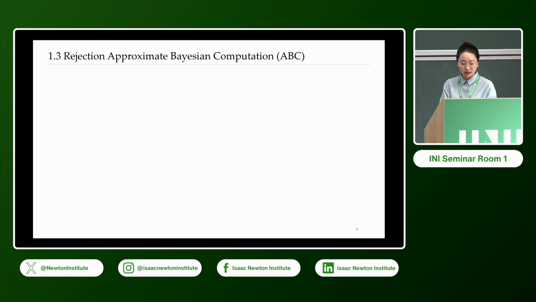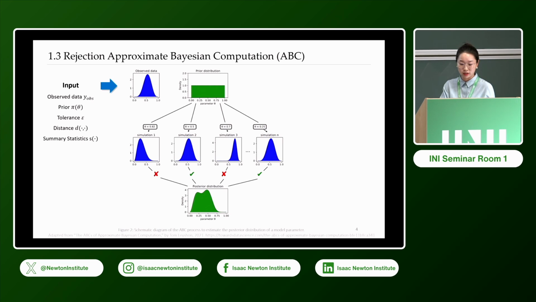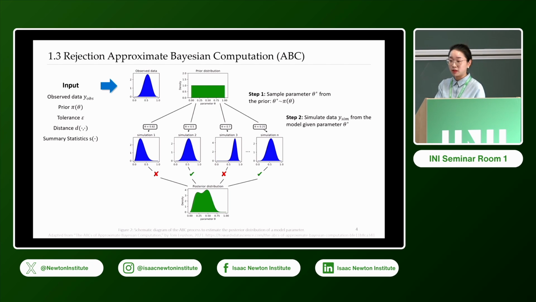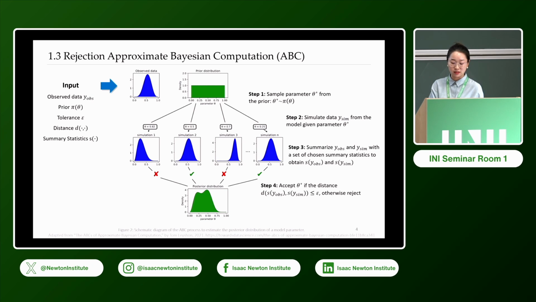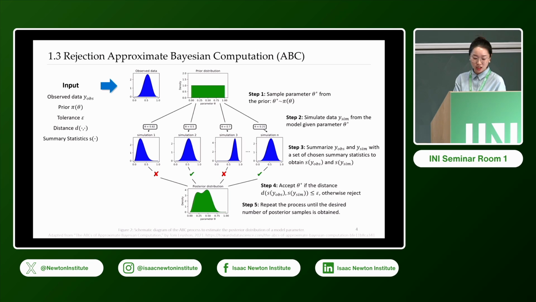For the standard rejection ABC method, if we want to implement it, we need to specify a few inputs, including the observed data, the prior distribution, and our selection of tolerance, distance, and summary statistics. These elements are then integrated into our ABC workflow. First, we sample the parameters from the prior distribution. We simulate the data from the model given the parameters. We summarize the observed data and synthetic data with a set of chosen summary statistics. And we accept the parameter value if the distance between the summary statistics of observed and simulated data is less than or equal to our predefined tolerance level. Otherwise, we reject it. We repeat the process until the desired number of posterior samples is obtained.